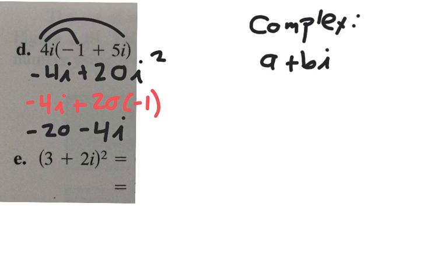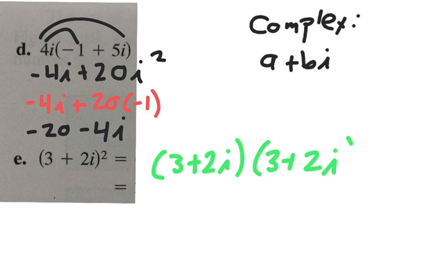Okay, E part. I'm squaring the entire complex number. What does it mean when I square something? I'm multiplying by itself.